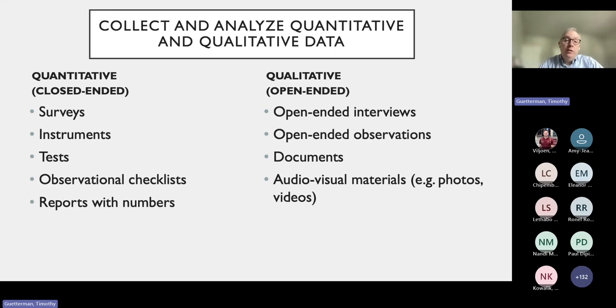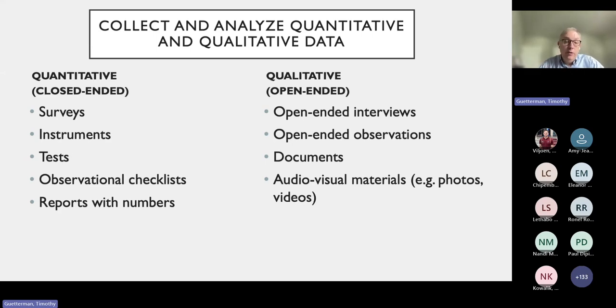Open-ended observation. So this is data where you might collect in a setting and you're writing detailed field notes about what you see, what you observe, what's going on, what interactions are looking like. Documents are another potential form of qualitative open-ended data, and I use this very broadly. So this can be looking at a participant journal or diary, they're collecting that. This can be policy documents, procedure documents you're analyzing.